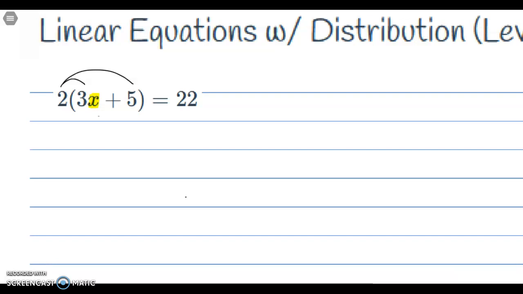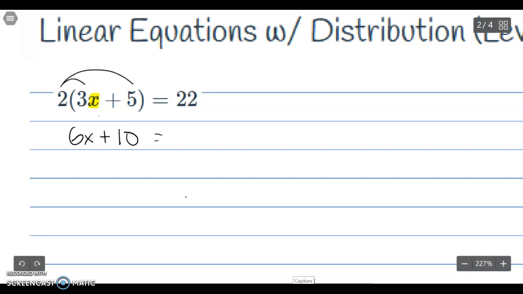So I'm going to do 2 times 3, which is 6, so that's 6x. And then 2 times 5, which is 10. And then bring down this equals 22. Now it's just like a regular two-step equation. So we'll continue to isolate the variable. We're going to work away from that. I'm going to move this positive 10, and we always do the opposite. We're going to subtract 10 on both sides.